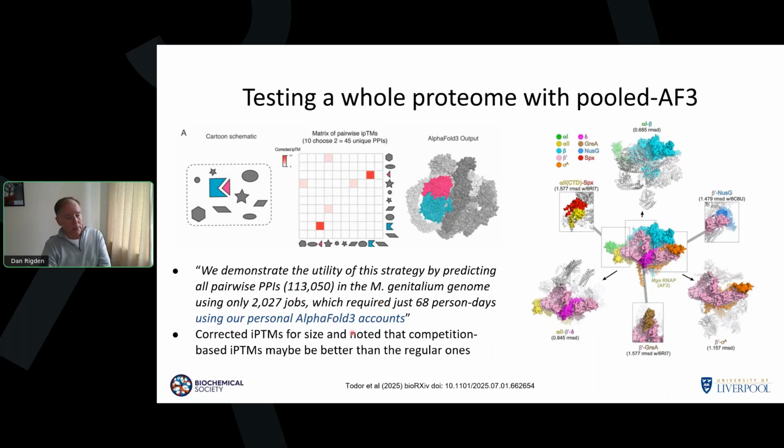And kind of amazingly, these people did it on the AlphaFold server that I talked about before. So they just had regular personal accounts, 30 jobs a day, but there was a bunch of different people. And within 68 days of hammering the server with 30 jobs a day each, they accumulated this data set. So that's kind of inventive and impressive.